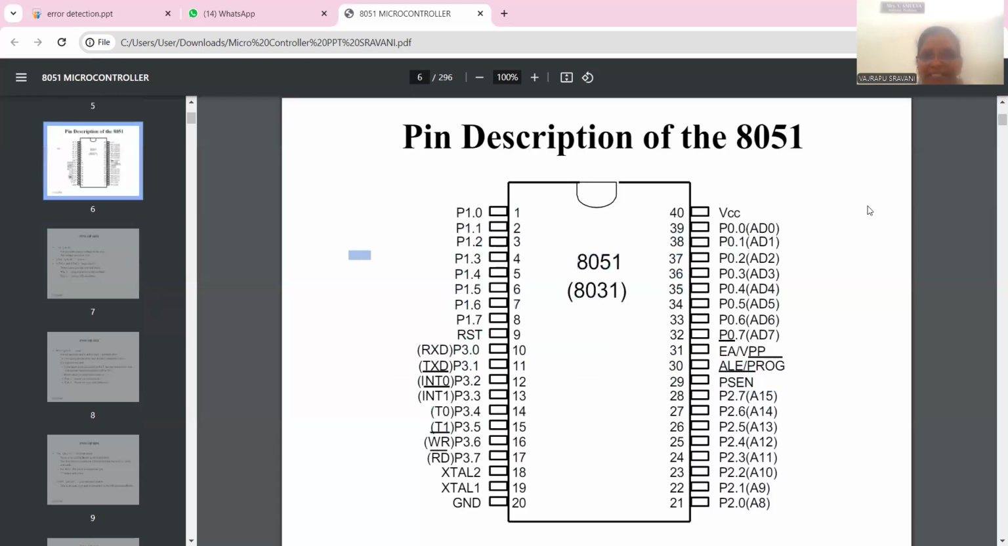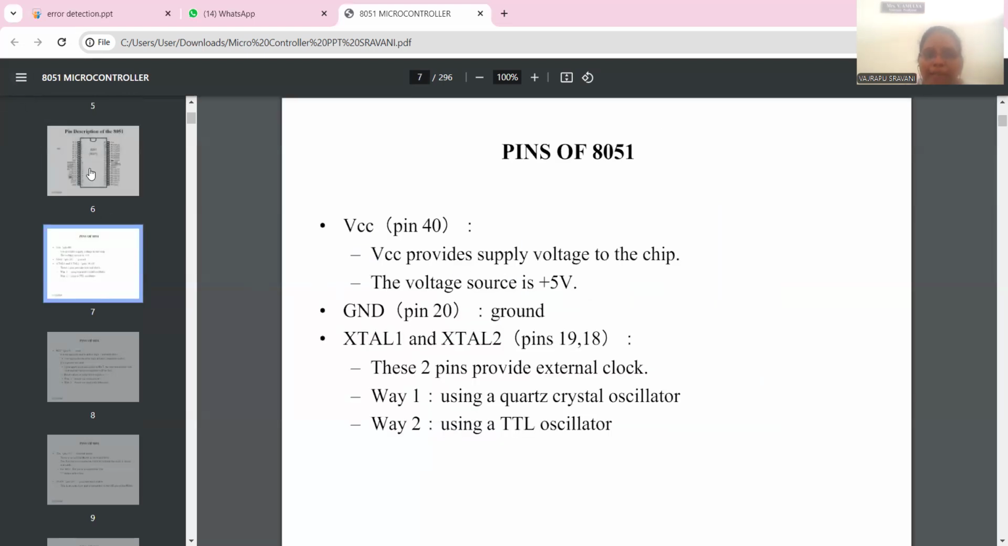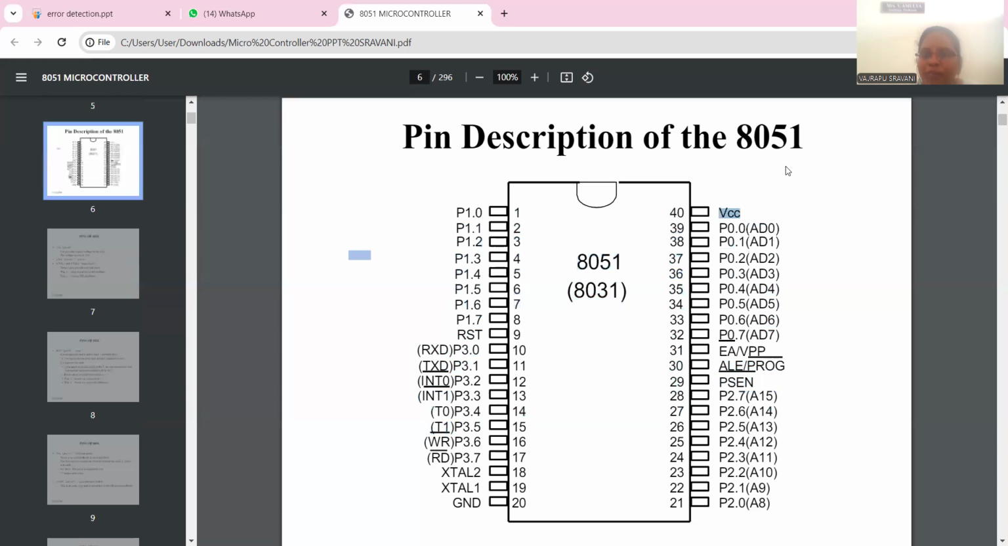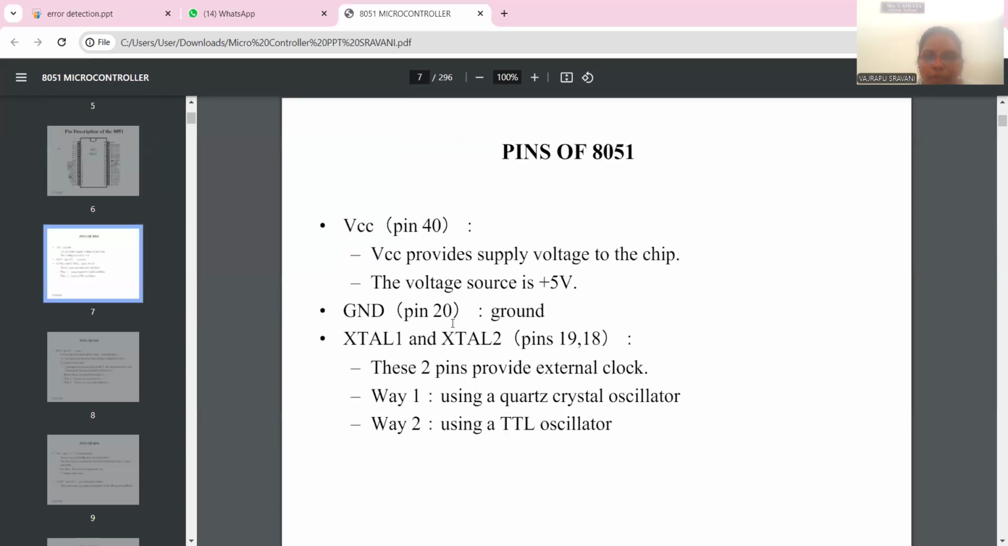First one is the VCC. VCC is nothing but the supply pin. The 8051 microcontroller operates with a 5 volt power supply. So using the 40th pin, we give the 5 volt power supply. Next one is the ground. Here the 20th pin is the ground pin, used for grounding purposes.